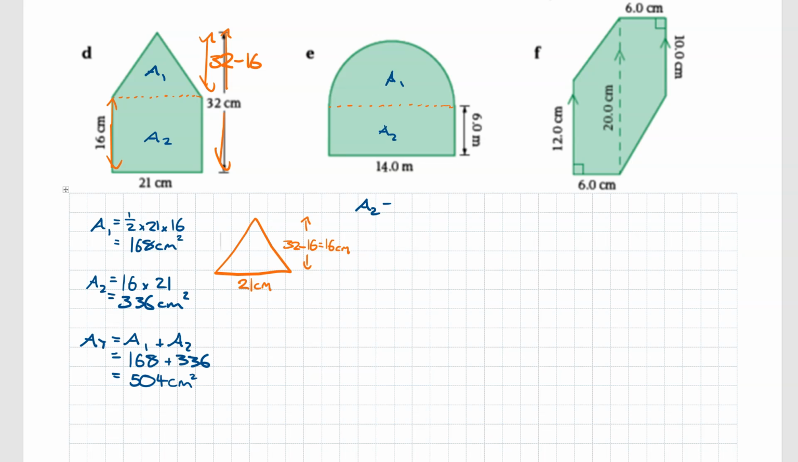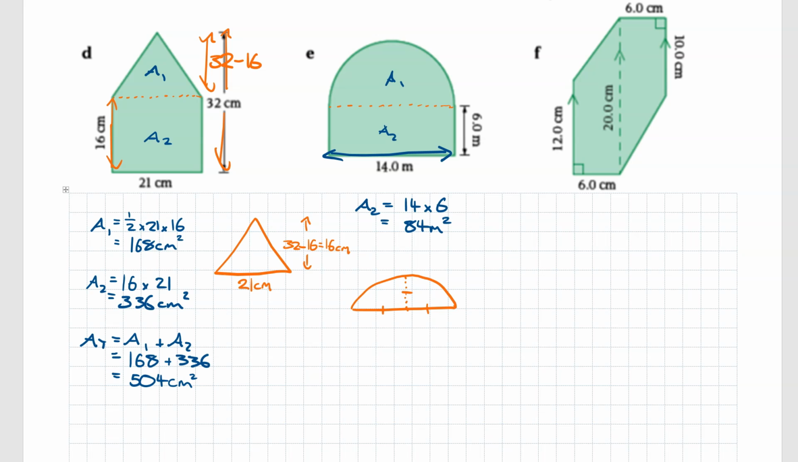So A2 is equal to 14 times 6. So that's going to be 84 meters squared. Alright, and now I'm going to go for the circle, and I'm going to draw a diagram on this one because it's a little bit tricky. So imagine that's a perfect half circle or semicircle.